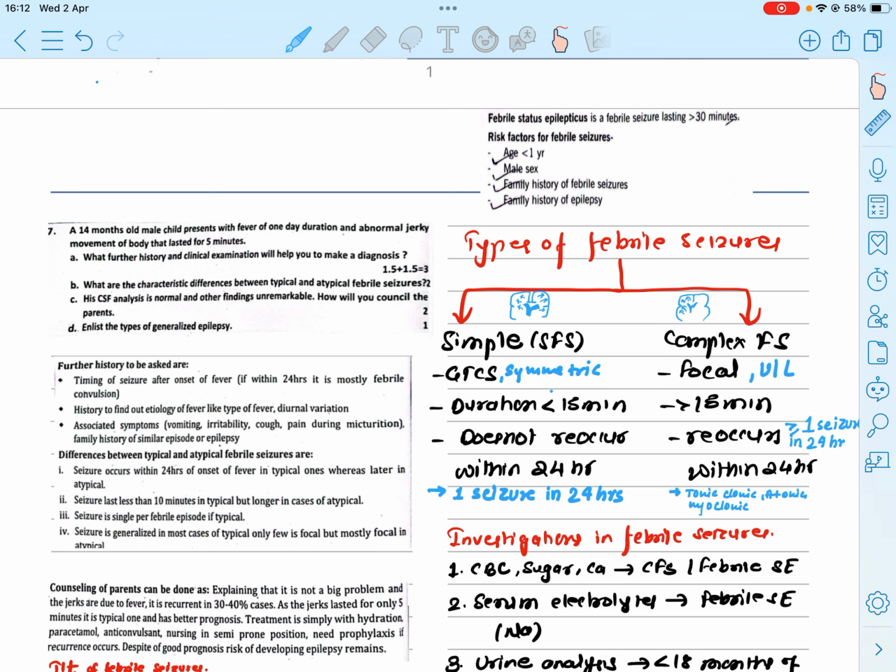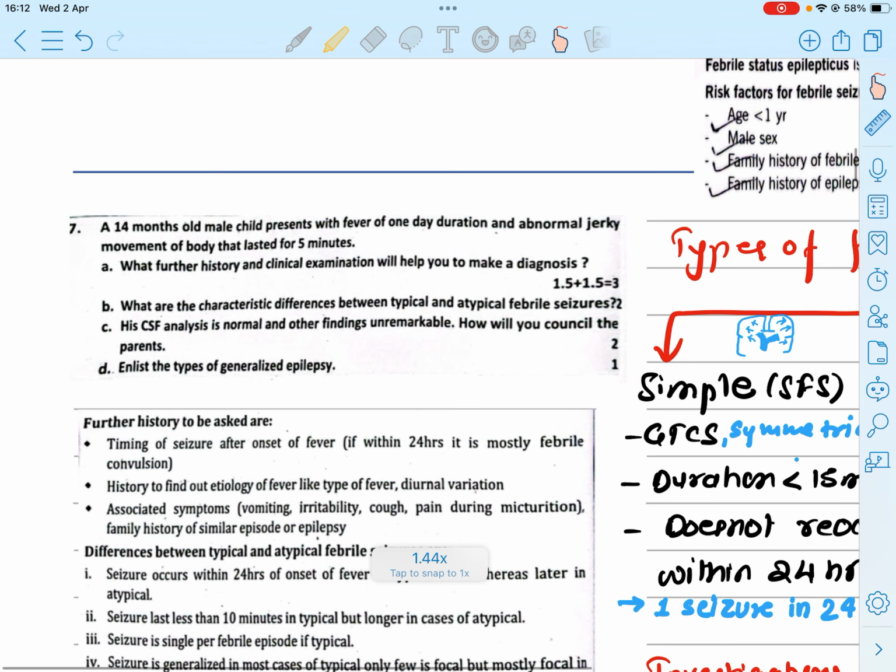Let's start first. A 14-month-old male presents with fever of 1 day duration and abnormal jerky movements that last for 5 minutes. Fever has been present for 1 day, 24 hours, with abnormal jerky movements of the body that last for 5 minutes. What further history and clinical examination will help you to make a diagnosis?